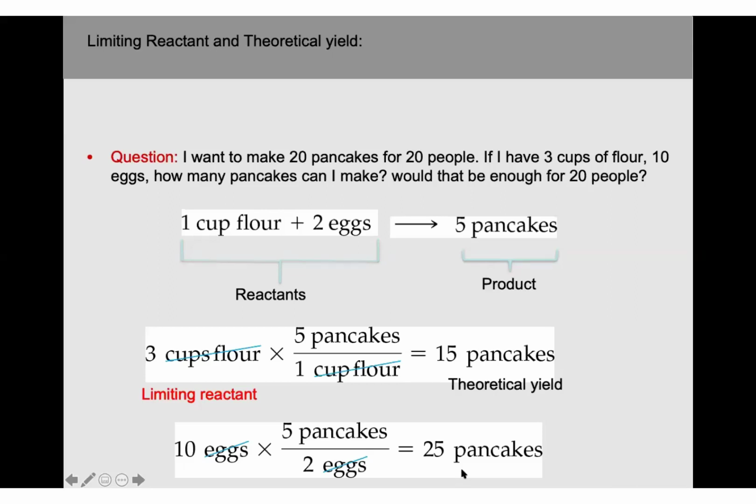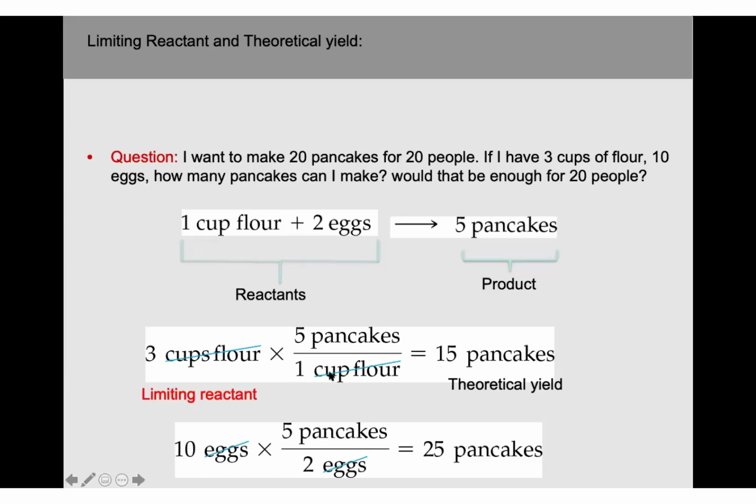Now tell me, which of these do you think I can really make in the kitchen? Can I make 15 pancakes or 25 pancakes? I can make only 15 pancakes. Why? Because I will be done with my 3 cups of flour. When I'm done with 3 cups of flour, I cannot have any more flour, so I cannot make more pancakes. I can just make some scrambled eggs or some boiled eggs for my guests.